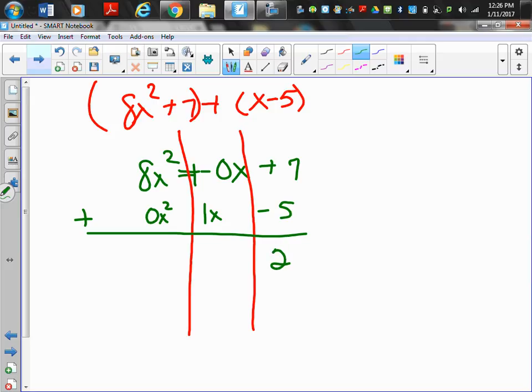So that's a positive 2. So that's an x. Positive x. 8x squared plus x plus 2. So if you'll put them in vertical format, one right under the other, it makes this very, very much easier. All right, so let's look at subtraction.